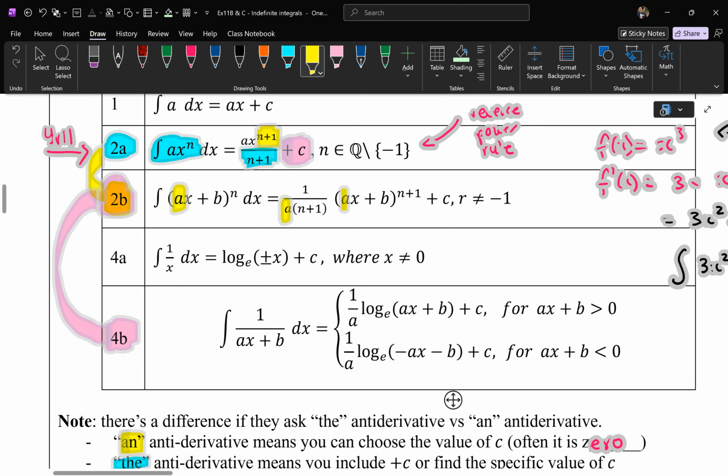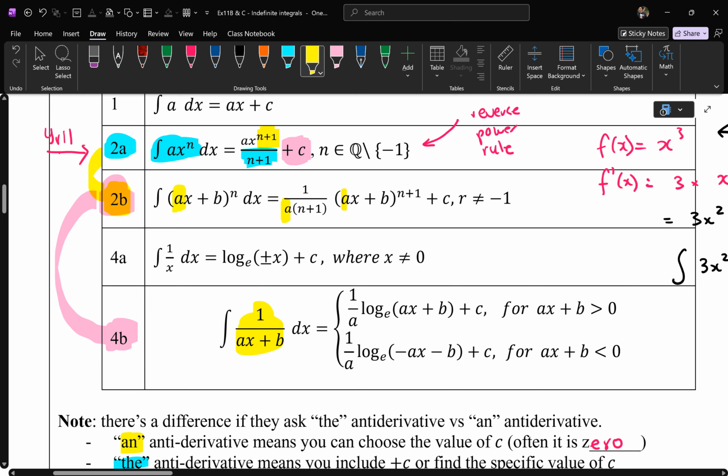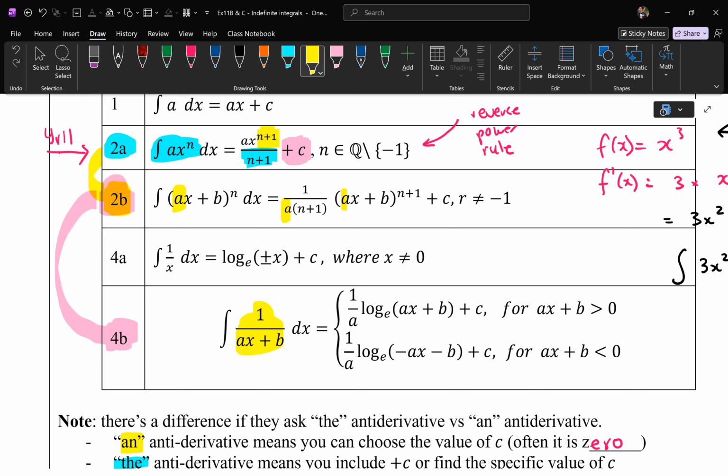4b, when you antiderive 1 on ax plus b, the 1 on a makes sense. Just like all the other ones, there's always a 1 on a at the front because if we did the chain rule, the a will come to the front, so you have to divide it. So that makes sense. But why is it that you have log e of, and now you have an ax plus b or negative ax minus b?